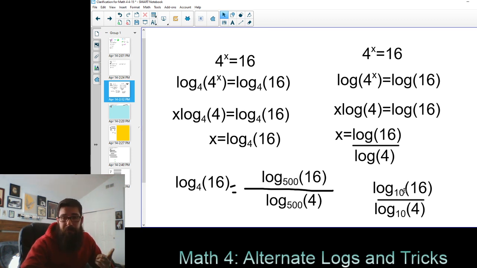Calculators have two types of logs, log base 10 and one that we'll talk about next week, which is going to be log base e. So we'll get to that. I don't care which way you approach it.